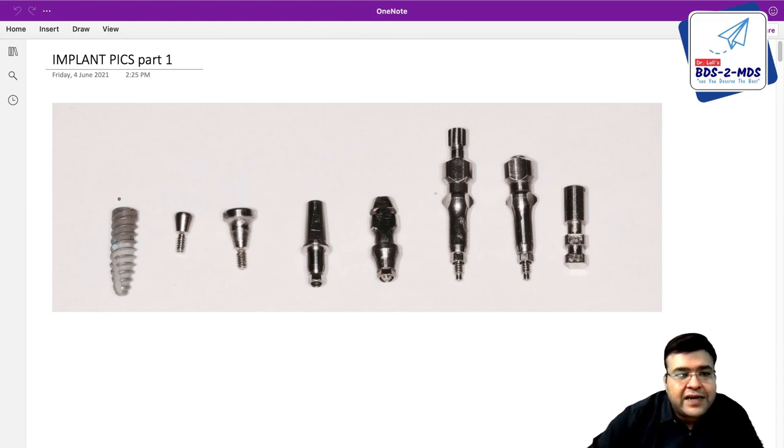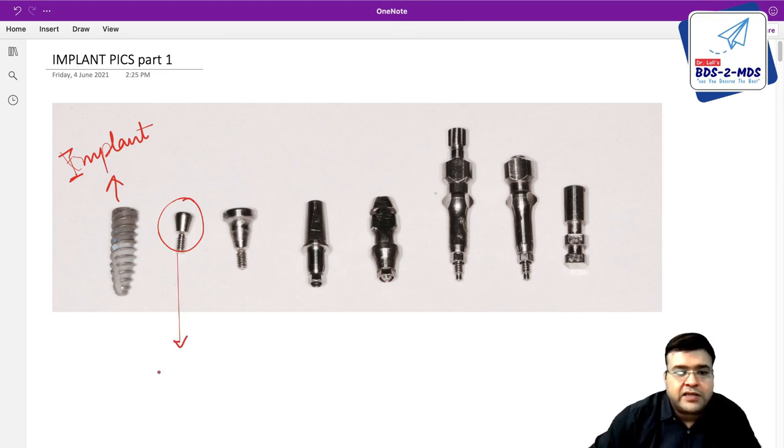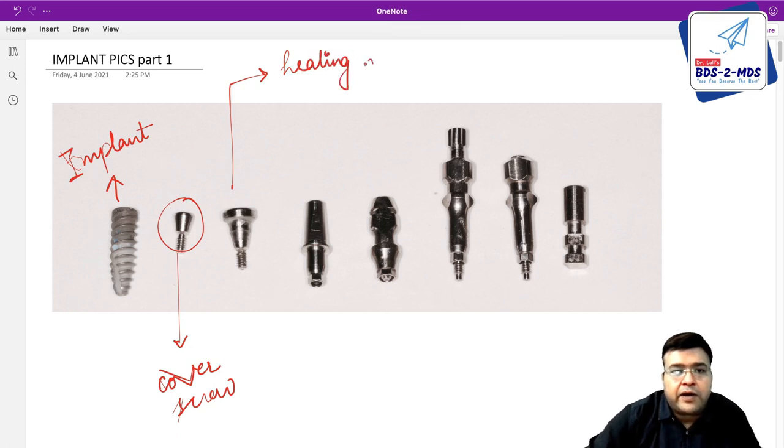So the first, out of this entire figure, the threaded structure which you see here is called an implant, right? The second structure here, a small screw, is called a cover screw, right? Coming on to the next component, the one which you see here looks slightly bigger than the cover screw. This component is called a healing abutment, also known as gingival former, right?